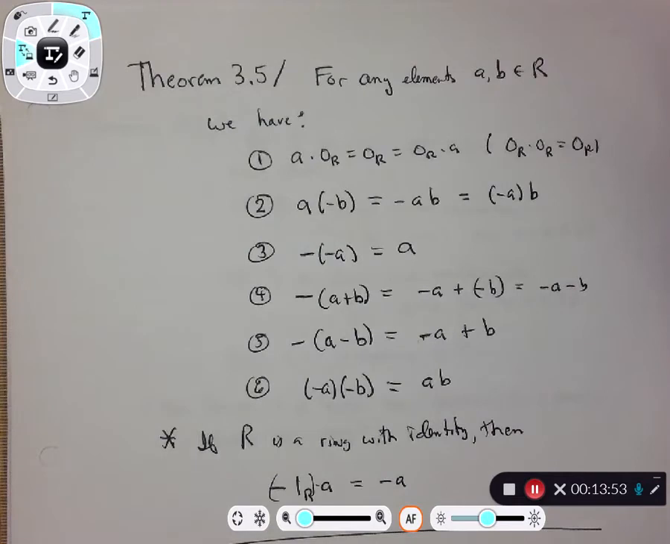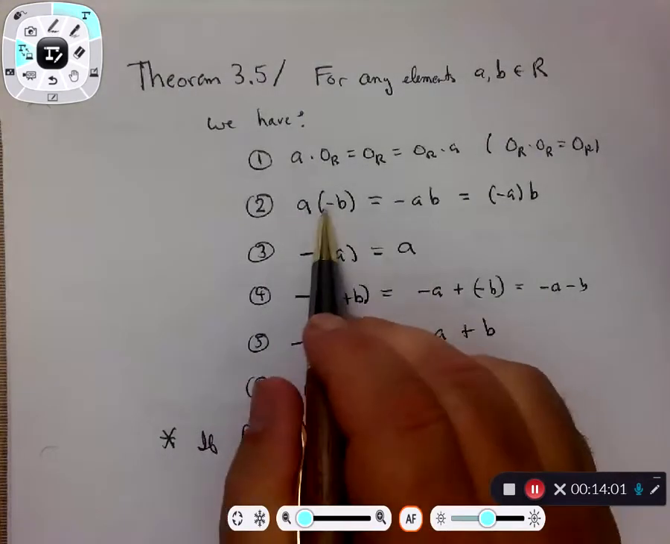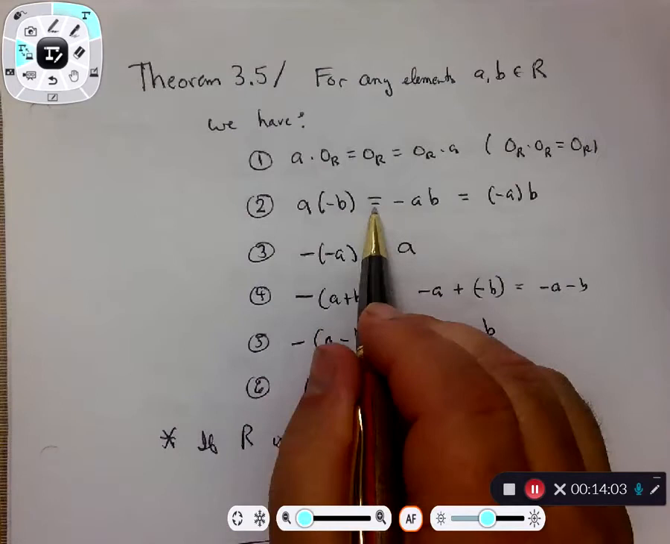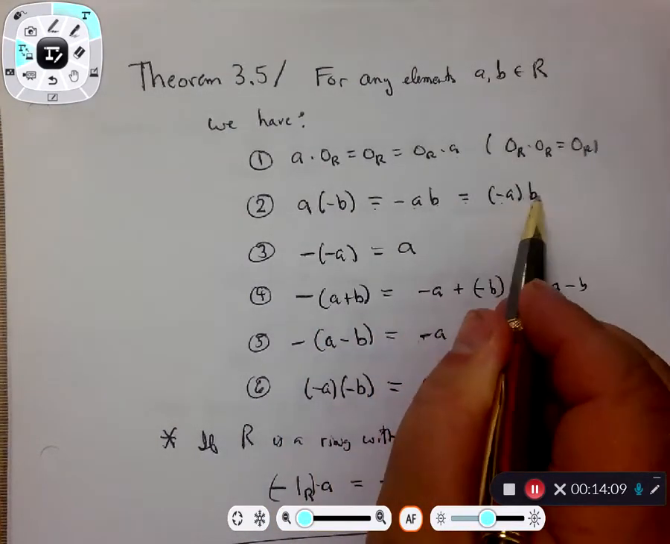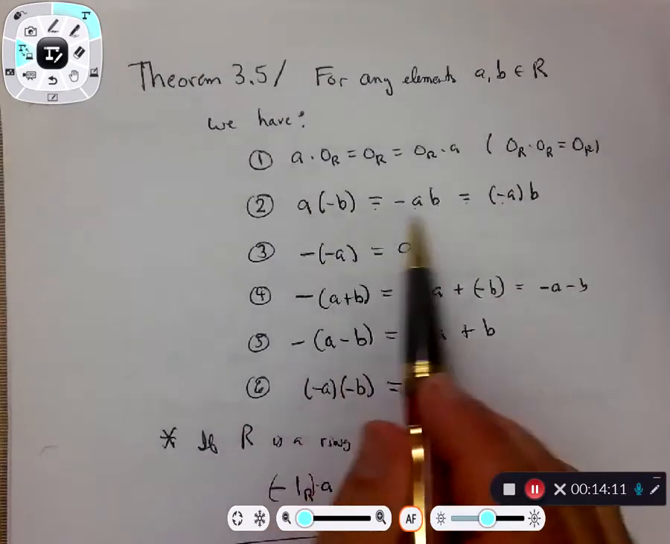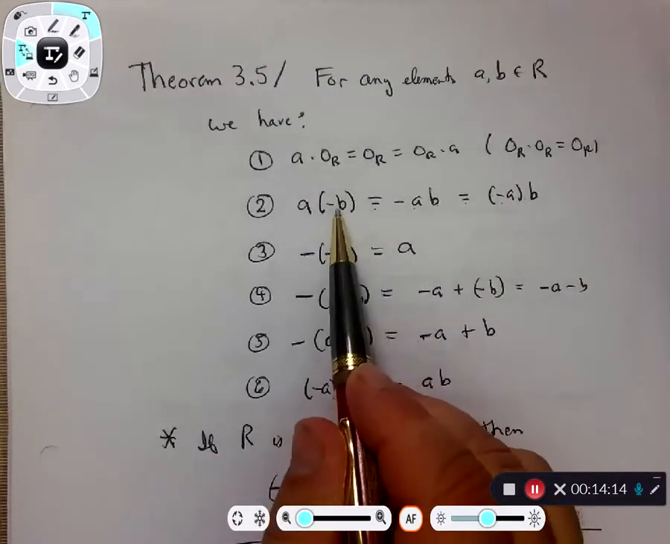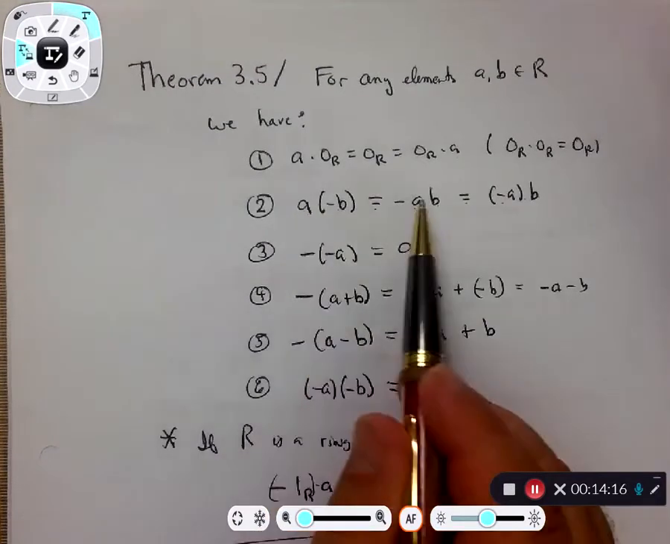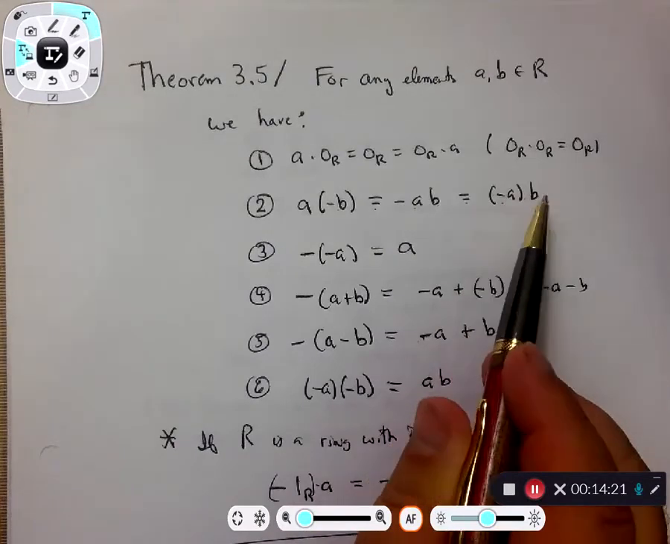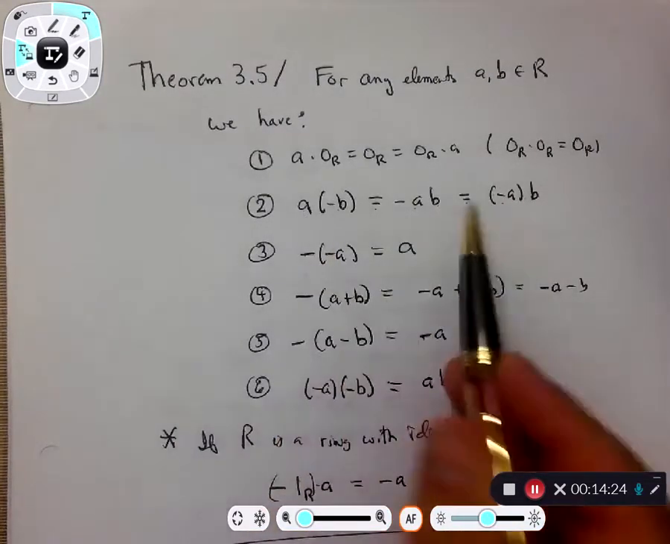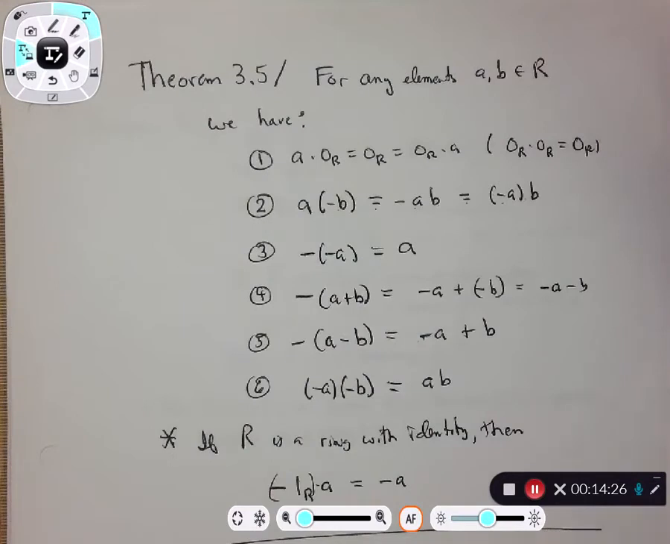So anytime you're multiplying the 0 element in a ring, you're going to get 0. But now let's talk about the properties of this new negative element, the additive inverse. A times negative B is equal to negative A times B, which is equal to negative of the A element times the B element. If one element is negative, when you multiply it times a positive, the whole thing's going to be negative. And it's the same thing as the first element being negative, multiplied times the second element, which is positive. So this elusive negative, referring to the additive inverse, can be moved around.